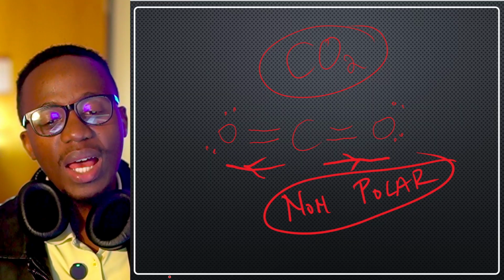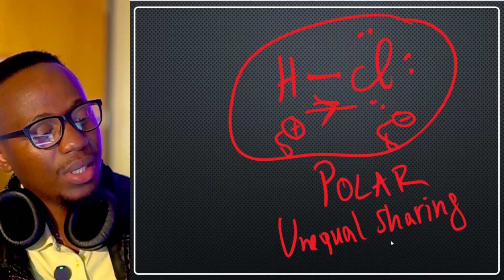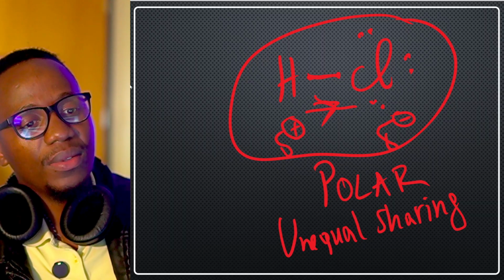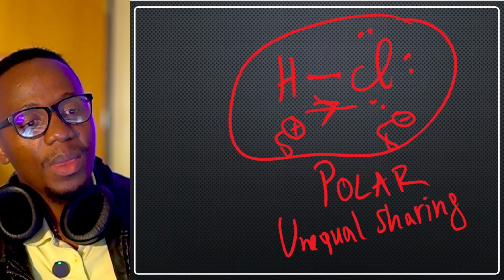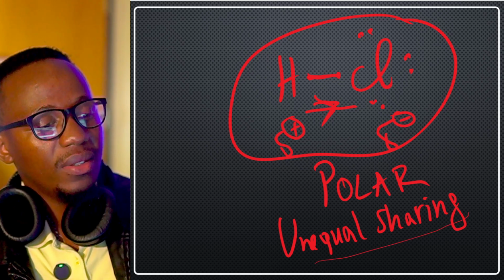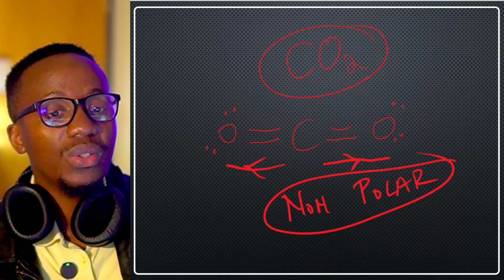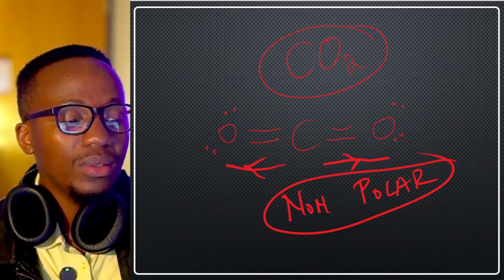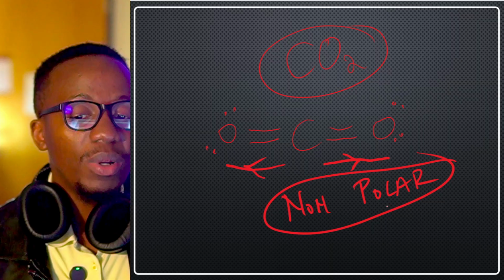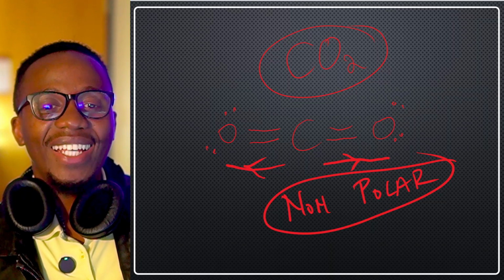So when you have an unequal sharing of electrons, level one is, if you have an unequal sharing of electrons, you have polarity. Level two is, if those unequal sharings of electrons cancel out, then there's no polarity. That's level two. Level three, though, let me give you an example.